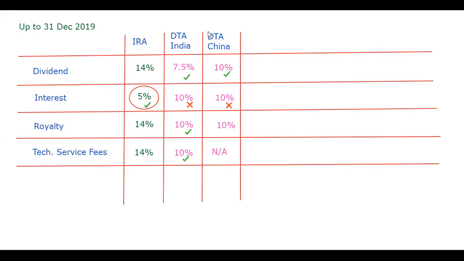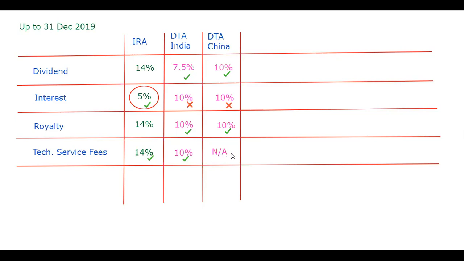Right? Then, when it comes to royalty, it is more beneficial to apply this one. When it comes to technical service, we have to go with this one, the 14%, because there is no provision. Then when we are going to apply this, we can't directly apply this 14%. We need to check whether there is a PE.